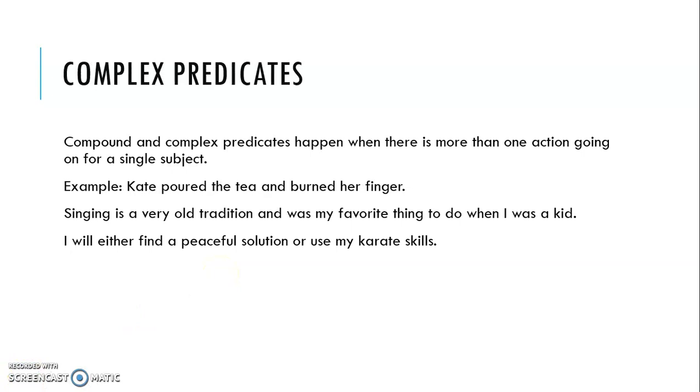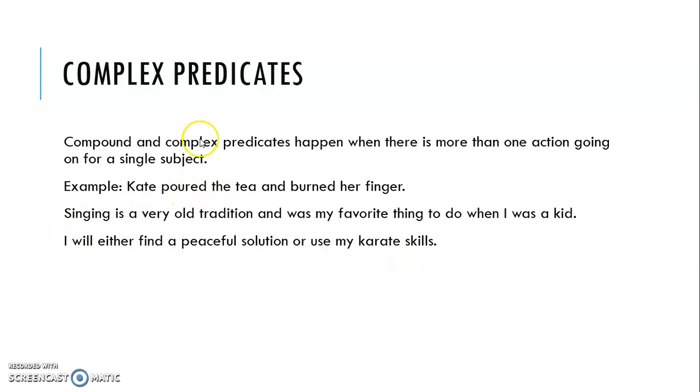There's also such a thing as compound and complex predicates. You are almost always going to be writing with compound and complex predicates. That means there's more than one action going on, or you're adding more than one description. When you're writing at the college level, you're almost always going to have one that's a little more complicated. So my examples here are Kate poured the tea and burned her finger, and singing is a very old tradition and was my favorite thing to do when I was a kid.